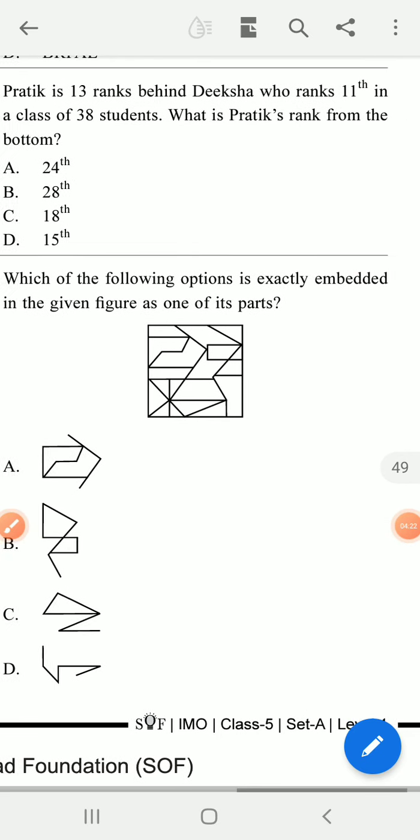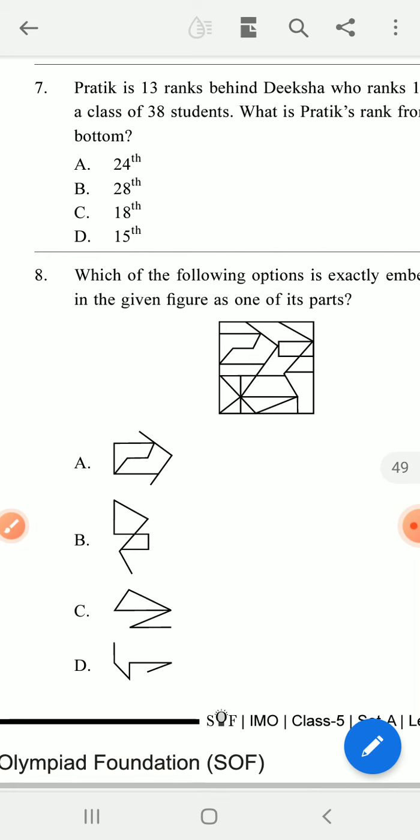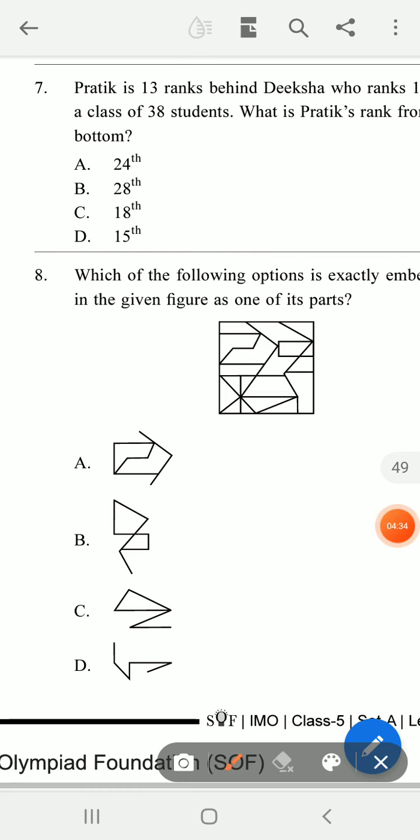Which of the following is exactly embedded in the figure? So 8. 8A is the answer. A is properly embedded.